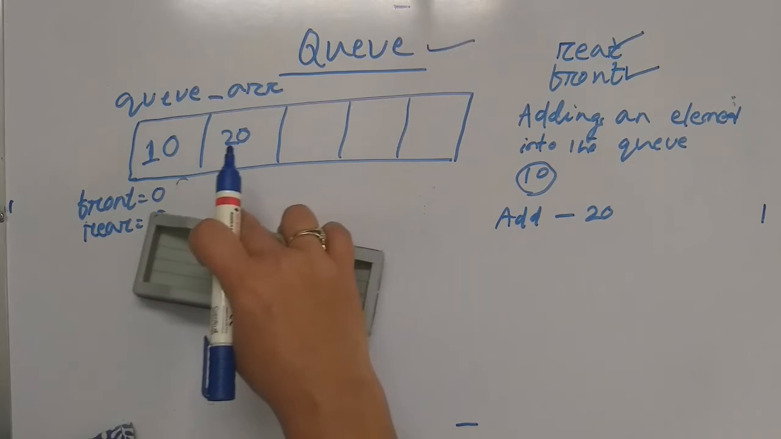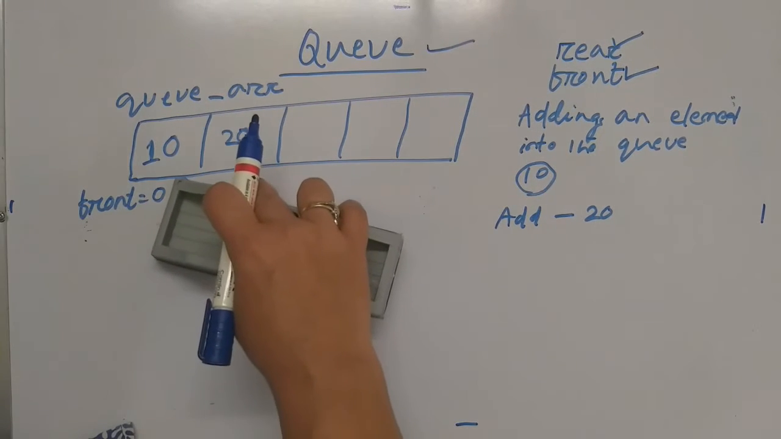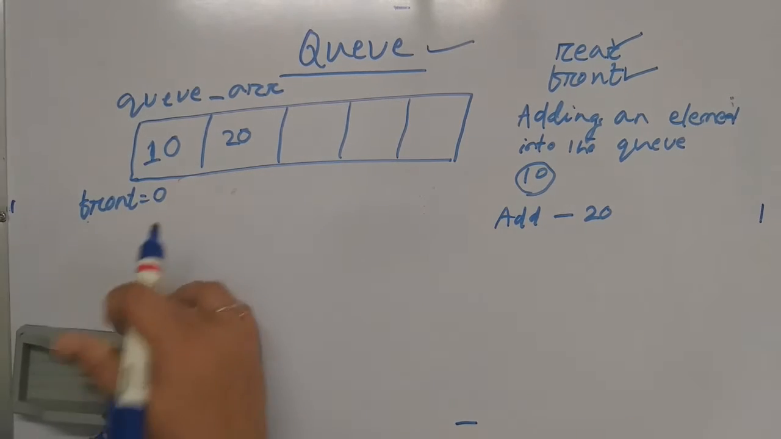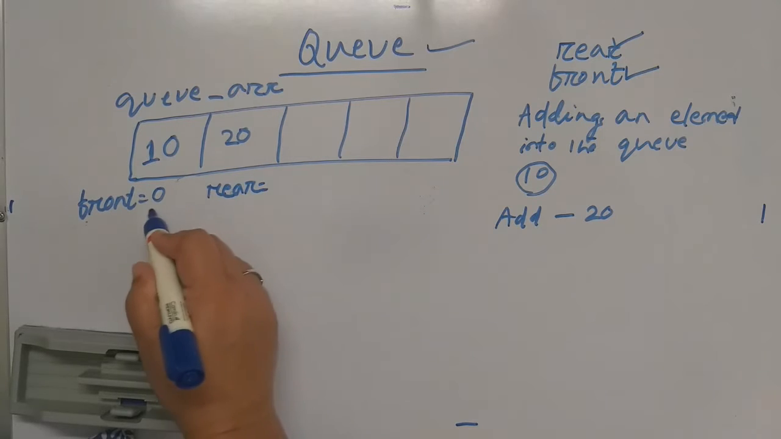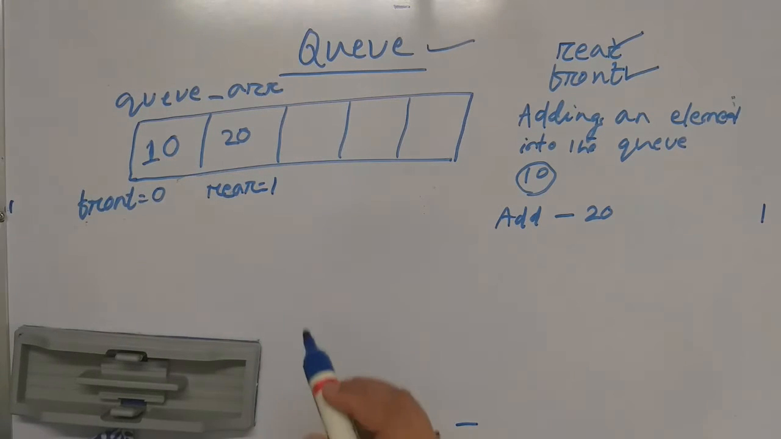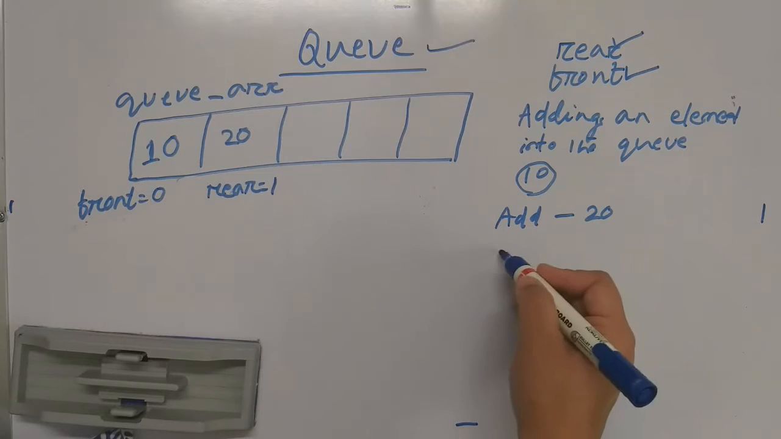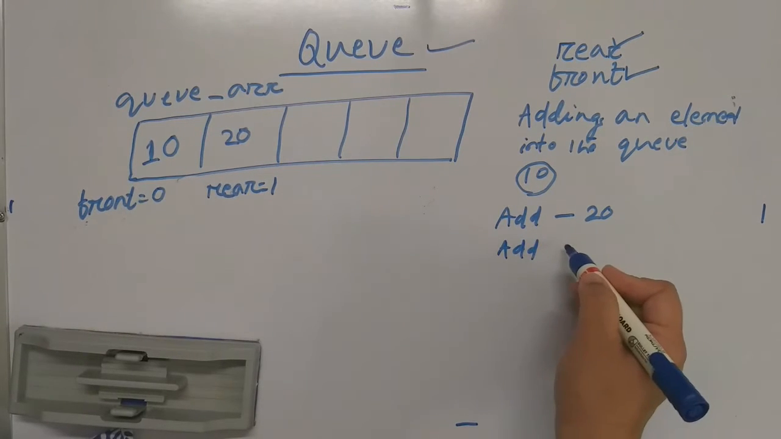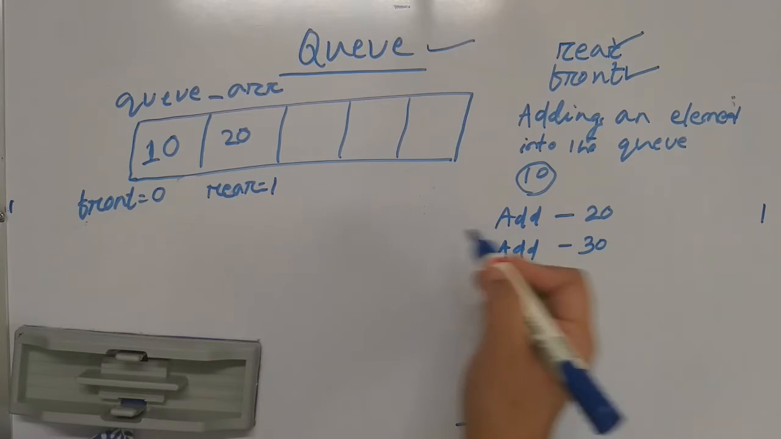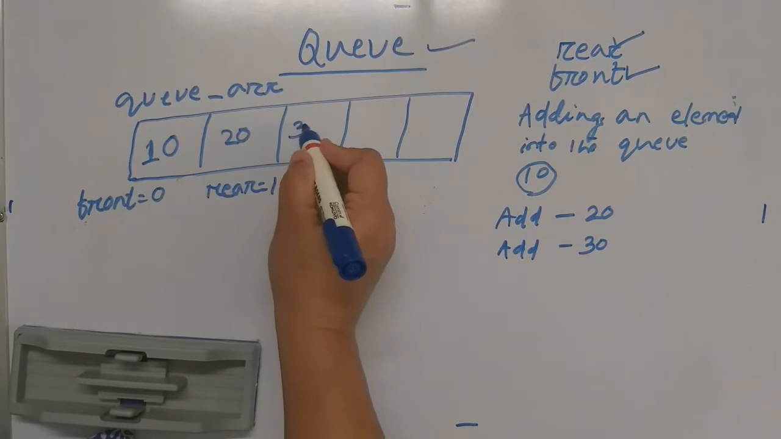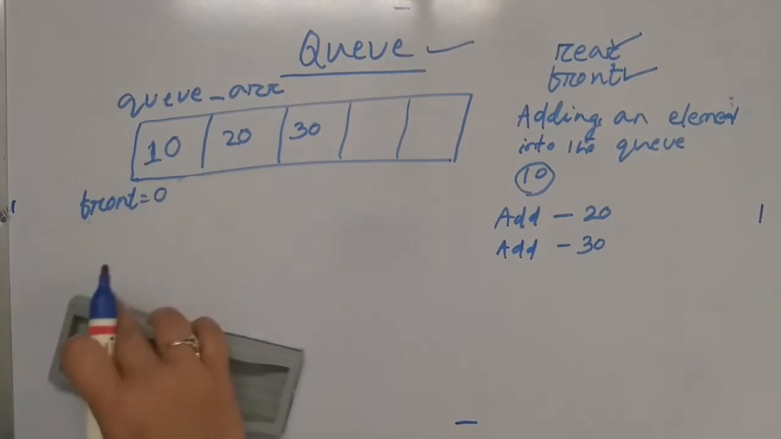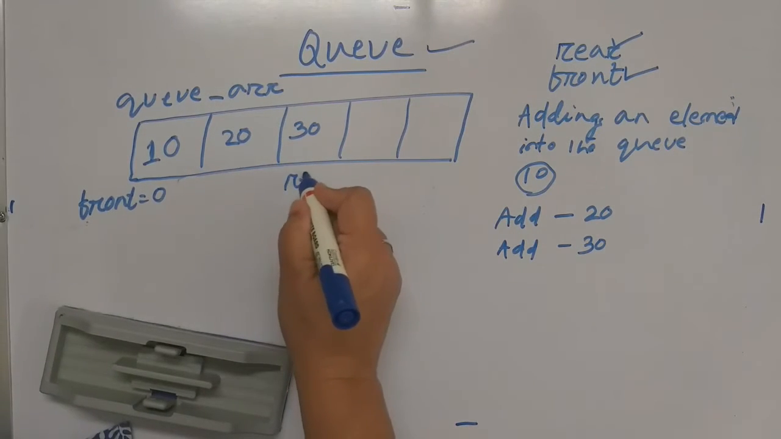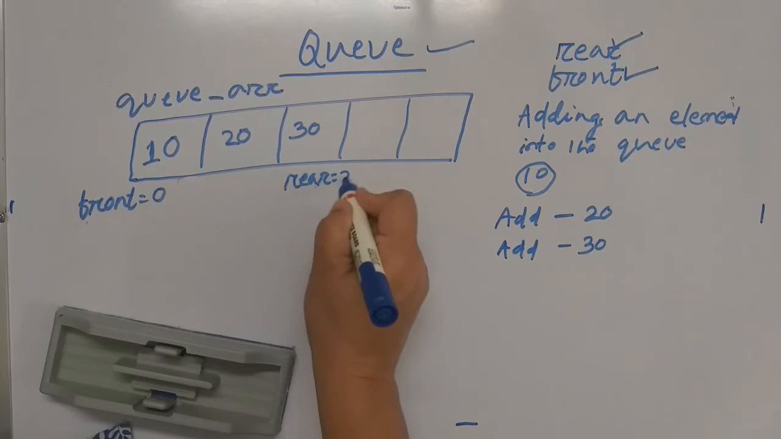The front value is incremented when we delete any element. So now the rear value is incremented, from 0 to 1. Next, whenever we add another value, suppose 30, the rear value is once again incremented, rear equal to rear plus 1. So rear is now equal to 2.